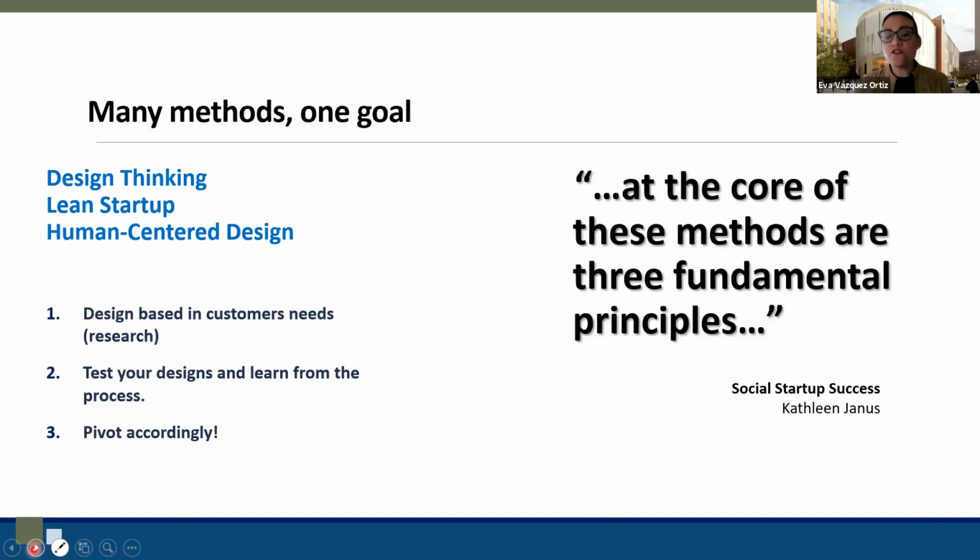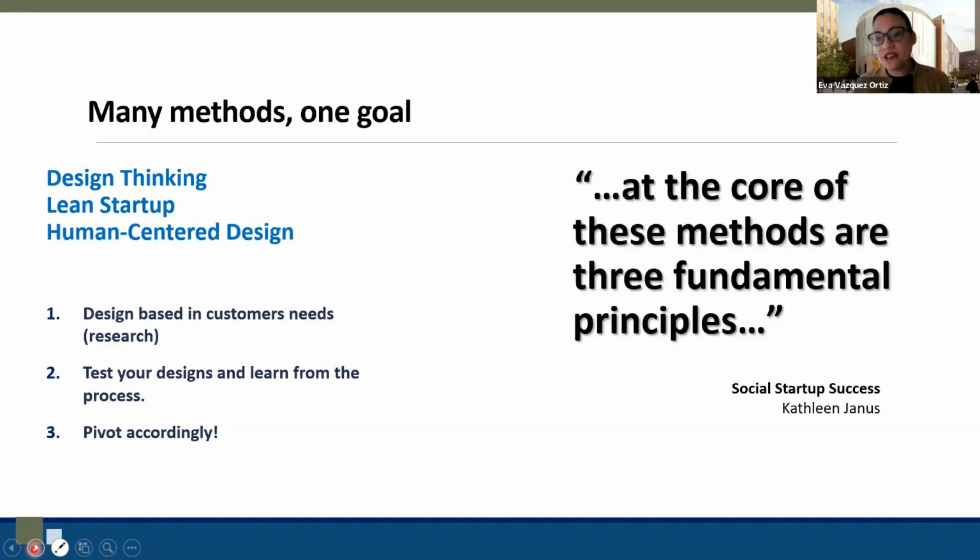First of all, they advocate that entrepreneurs design based on customers' needs. So you need to depart from a pain, a real problem in the market. If you don't consider the customer's needs, you may fail to create the right opportunity. It may not even be an opportunity.